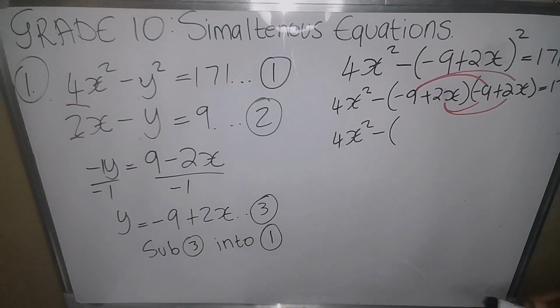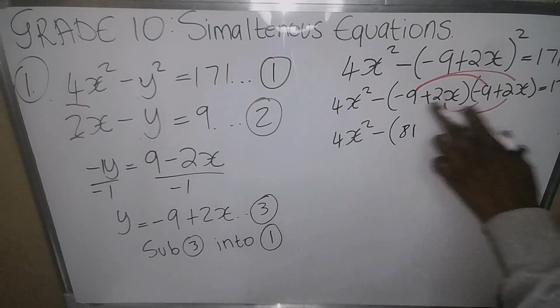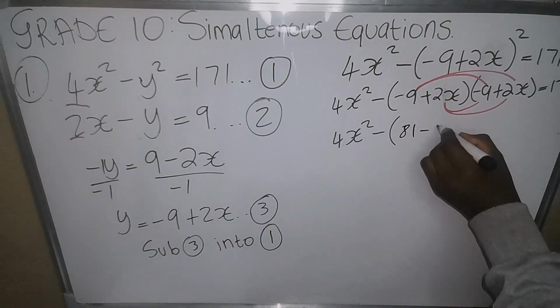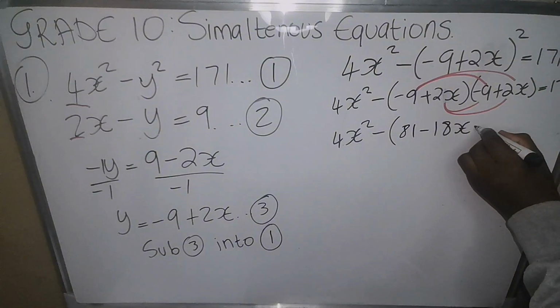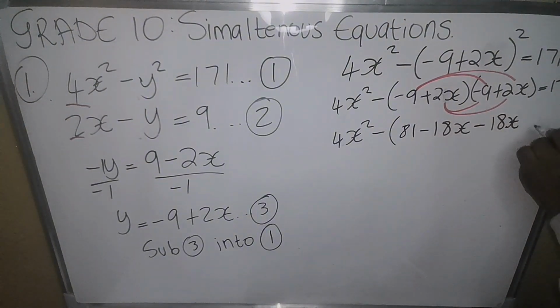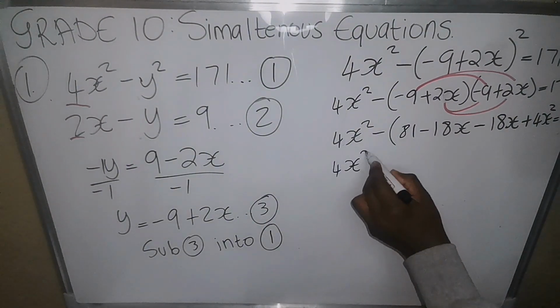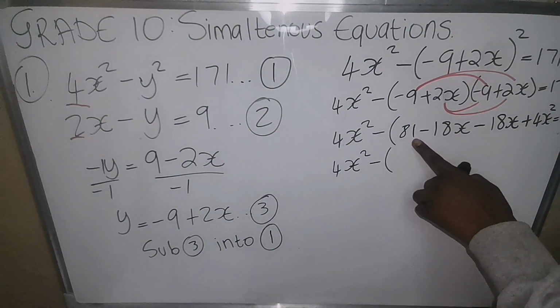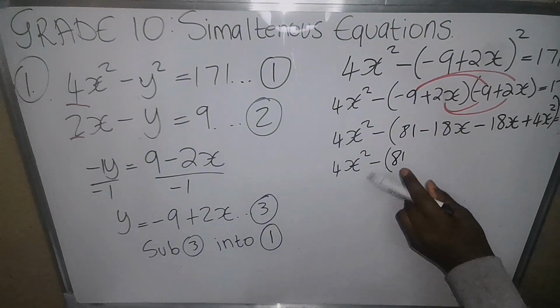Negative 9 times negative 9 is 81. Negative 9 times 2x is minus 18x. Then 2x times negative 9 is minus 18x. Then 2x times 2x is plus 4x squared, and it is equal to 171. Now I'm going to add like terms inside the bracket. And I'm not done. Minus 81 has no like terms, so I'm going to bring it down here.